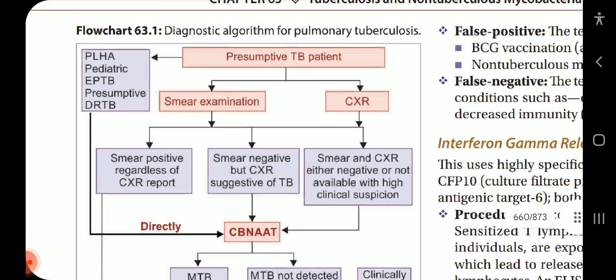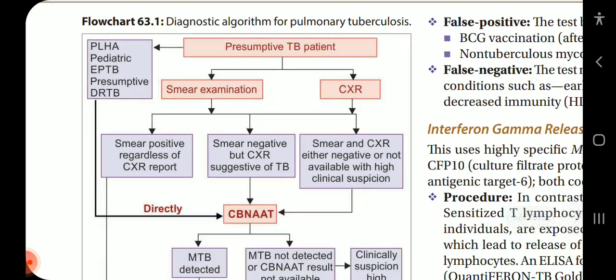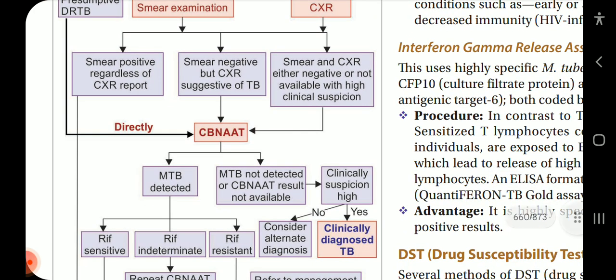Okay, this was the diagnostic algorithm for pulmonary tuberculosis. If a presumptive TB patient is there with PLHA, pediatric, EPTB presumptive or DRTB, then we can do direct CB-NAT. If there is only presumption, then smear examination or CXR can be done. If smear examination is positive, regardless of CXR report. Smear is negative but CXR suggestive of TB, then we do CB-NAT. And smear and CXR either negative or not available with high clinical suspicion, then also we can do CB-NAT.